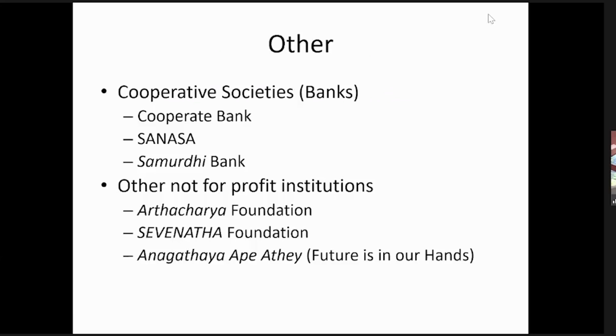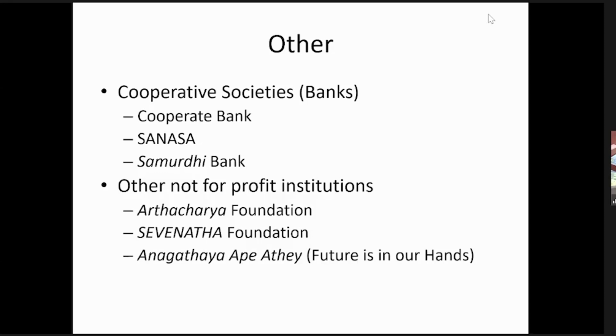Then we have some financial institutions like cooperative banks or cooperative societies. Of course, they have members. If you take the Cooperative Bank, Sanasa Development Bank, Samurdhi Bank, these banks have members. So members can either save money or put their membership fee in these banks or financial institutions. And they can provide loans to their members. Not everyone. They can take borrowings from the members and they can give loans to the members. So these are called cooperative societies, not for profit. Their objective is not to make profit, but cooperation among the members.